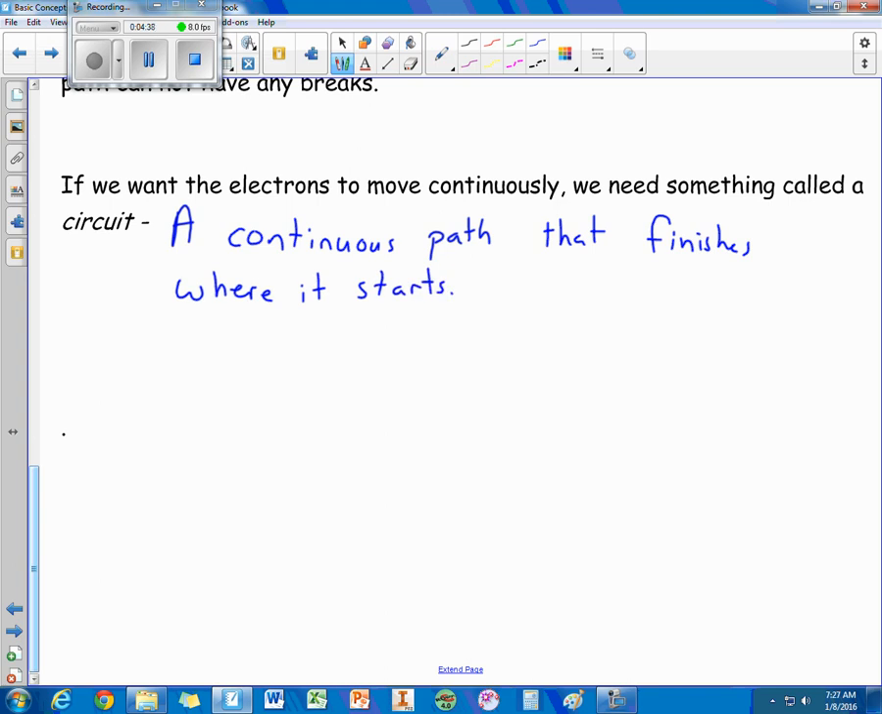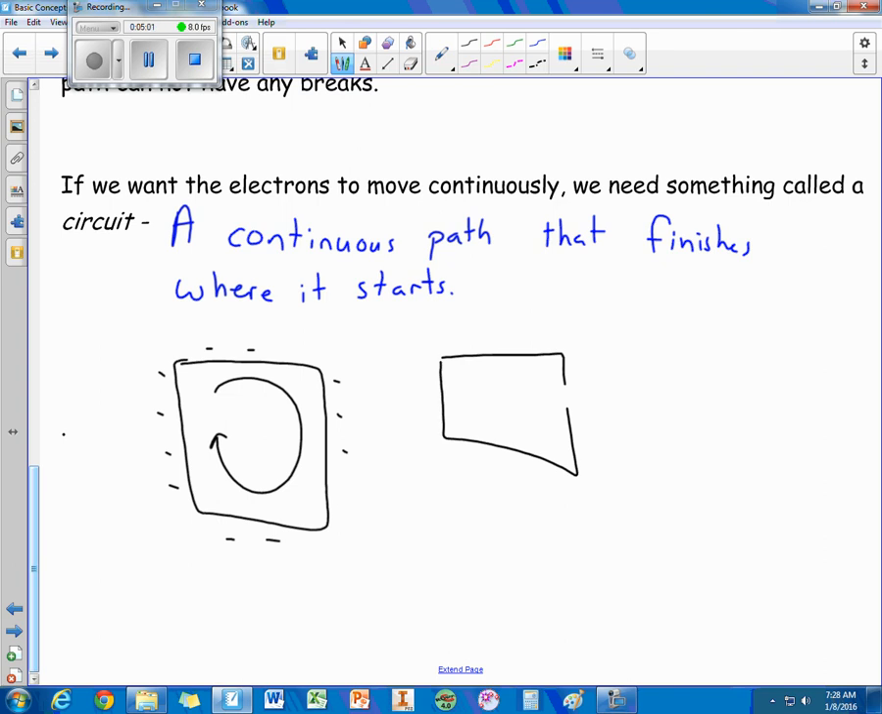So a circuit is something that finishes where it starts. So for example, if I have a wire, that would be a circuit. So the electrons can flow around in the circuit. If there's a break, the electrons cannot jump over that gap. And the reason why is because air is a very good insulator. The air would prevent those electrons from jumping across that gap. So all circuits cannot have any breaks in them in order for the electricity to flow through them.